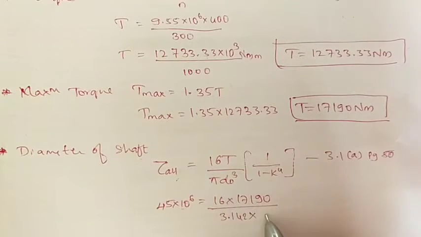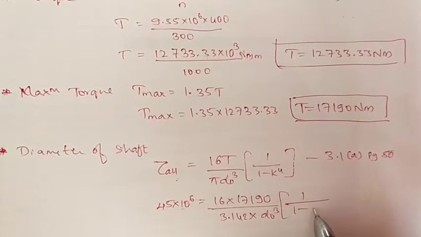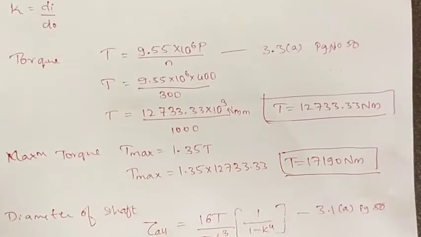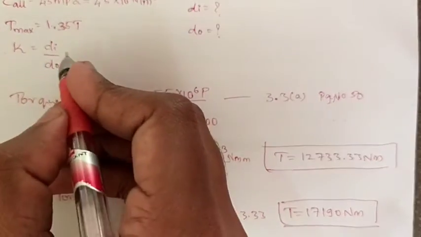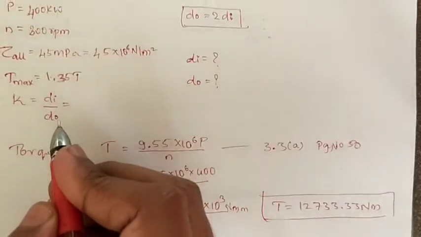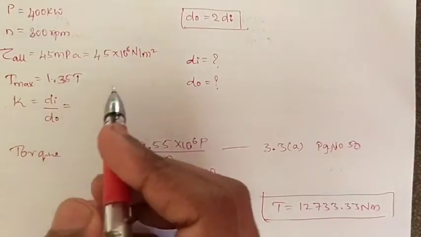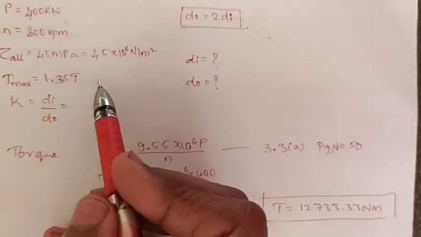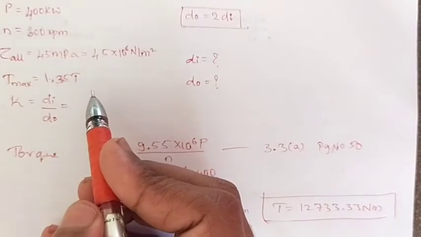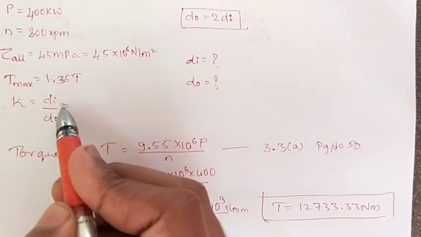3.142 into d naught cubed into 1 divided by 1 minus k to the power 4, that is how much you are getting. Now we have not found out k, so we will find k now. Here we know k is di by d naught. This statement is given: the outside diameter is twice the inside diameter.